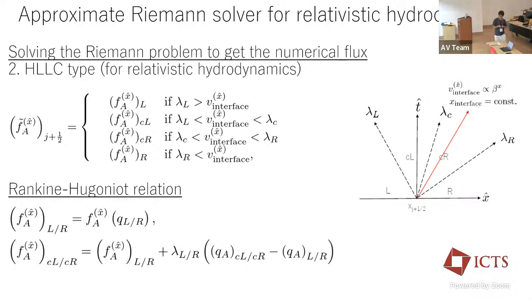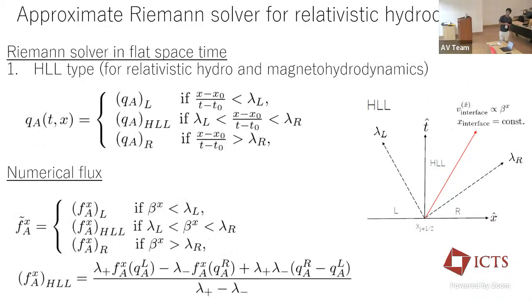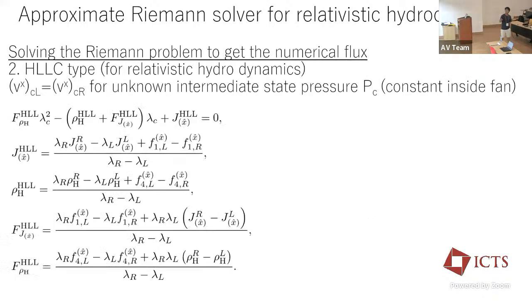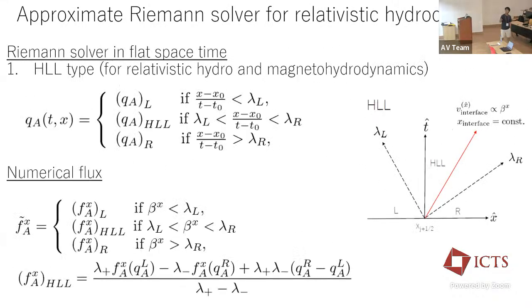But this is a standard technique in the numerical relativity community. But in the other community, it is known to be very diffusive or less accurate, because this scheme completely ignores the internal structure of the Riemann fan.